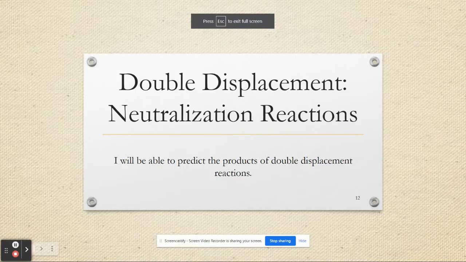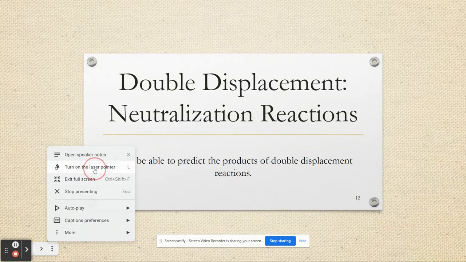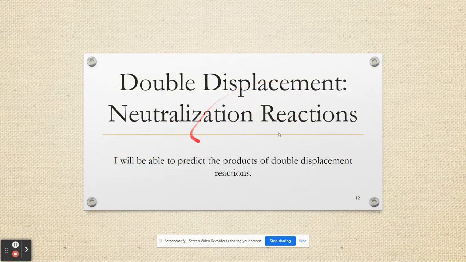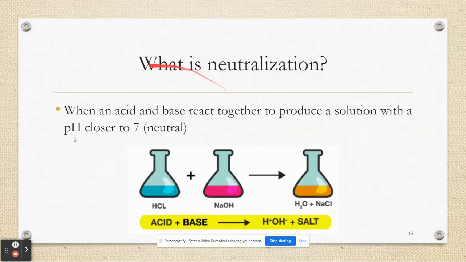In this reaction, we're going to see double displacement. In this video, we're going to see double displacement reactions that are neutralization reactions. So you'll be able to identify them and also predict the products of those reactions. And you've actually seen this before. We're just giving it a label now.